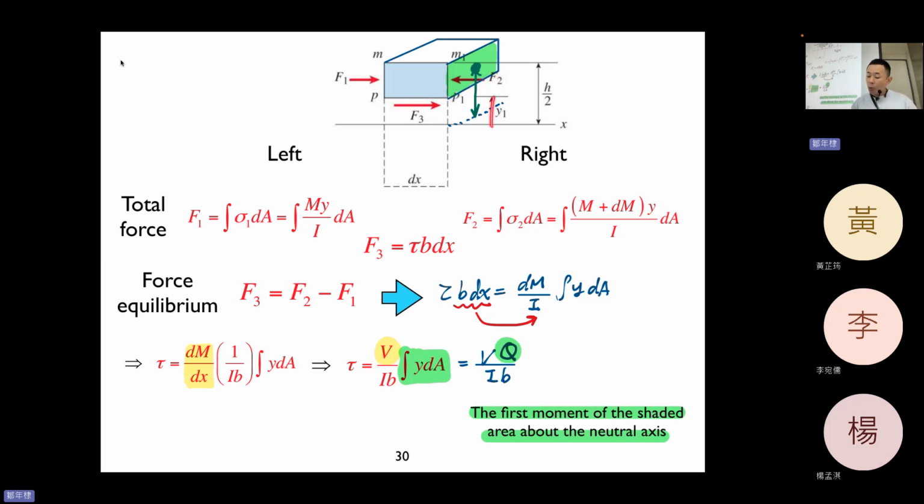This height is y1. So you need to determine the shaded area Q. If you want to find the shear stress at a height of y1 above the neutral axis, you take the area above it, or below it, either works, but choose the smaller area. Calculate its Q, divide by I times B, and multiply by the shear diagram value V, and you get the shear at this height. A little bit tedious, but I guess you can understand that.